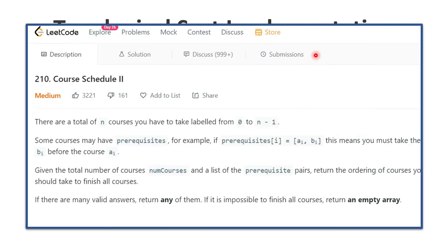One more thing is we will do this program also, 210, that is Course Schedule 2 in LeetCode. This problem is built using topological sort. If you read about this problem, you will easily understand that it is a topological sort related problem.